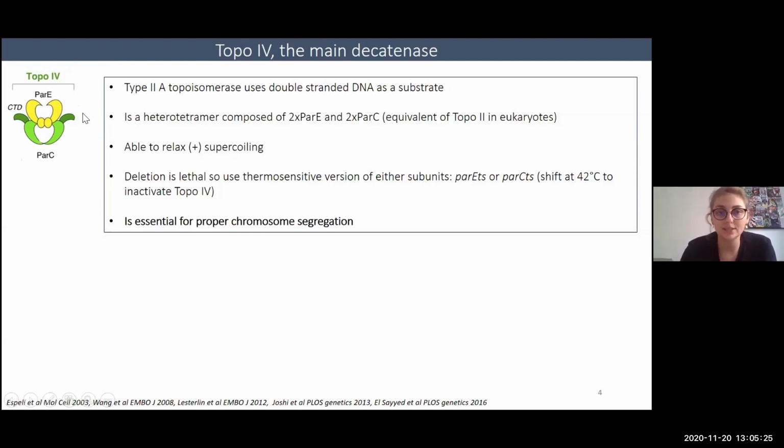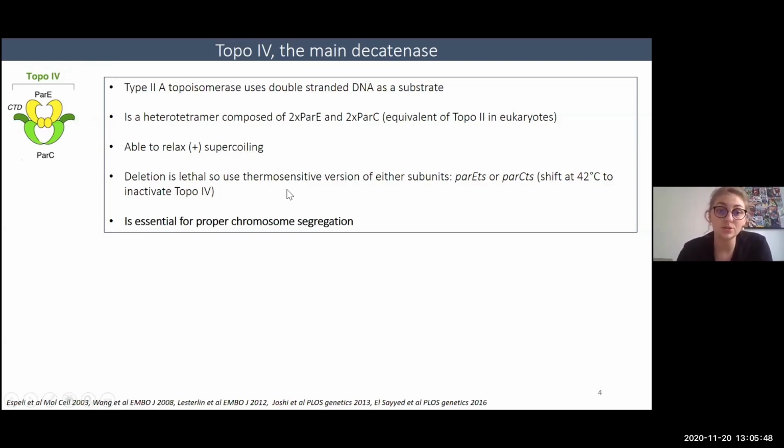It's able to relax positive supercoiling, and it's important to know that the deletion of the 2 genes coding for this protein is lethal. So we use thermosensitive versions of those subunits. So we have ParE-TS or ParC-TS. And we shift the culture to a non-permissive temperature, so here it's 42 degrees, to inactivate the Topo IV and mimic a Topo IV mutant.